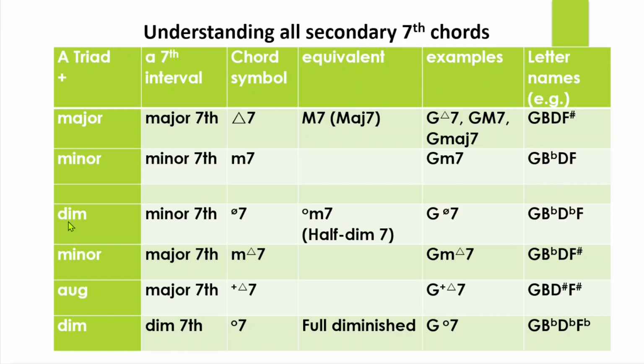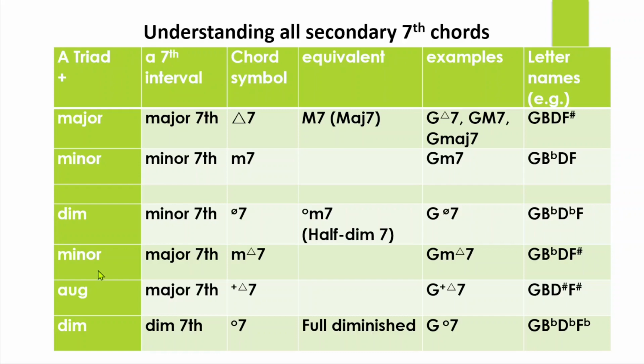The third type is a diminished minor 7 chord, or we can call it half diminished 7 chord. This chord symbol is a circle with a slash 7, or just write a small circle and small m 7. Example, G half diminished 7. It spells as G B flat D flat F.